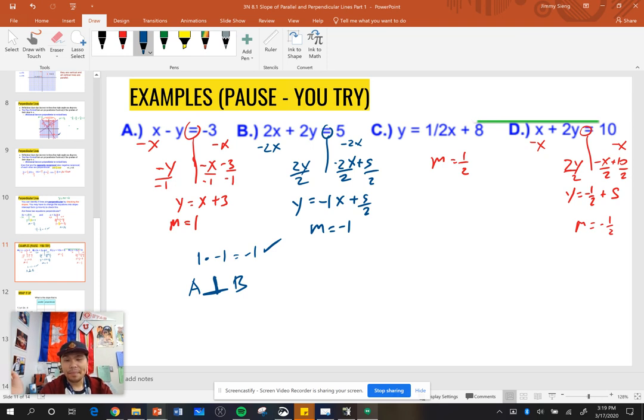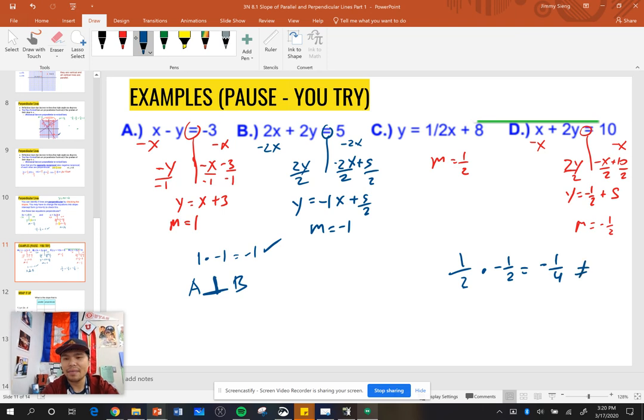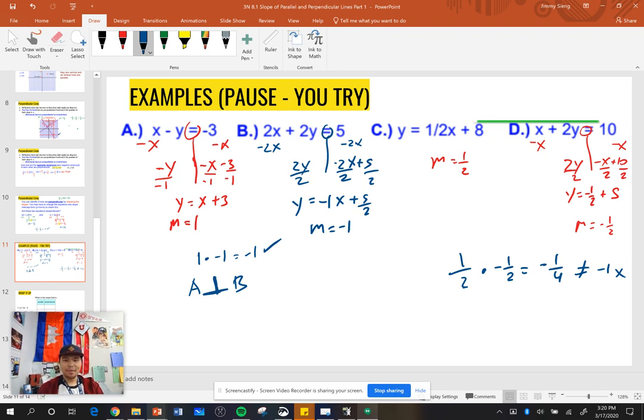That's the shorthand way. If I look at 1/2 and -1/2, right? Those technically are opposite to each other, but they're not reciprocal to each other, right? If I multiply them together, I get -1/4, not -1, right? So this is no, okay? Sound good? All right, we're almost done, right?